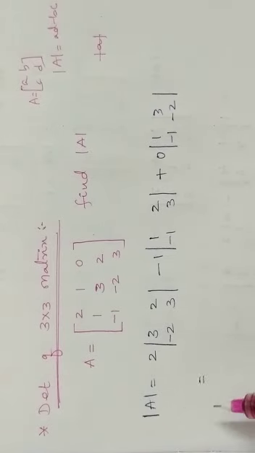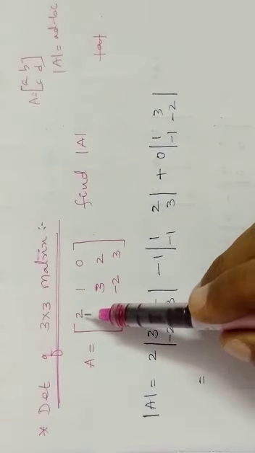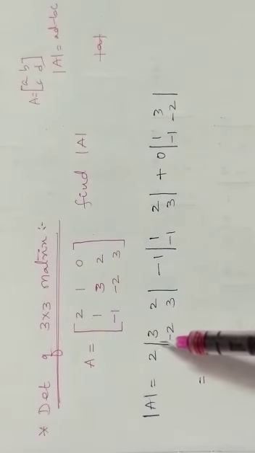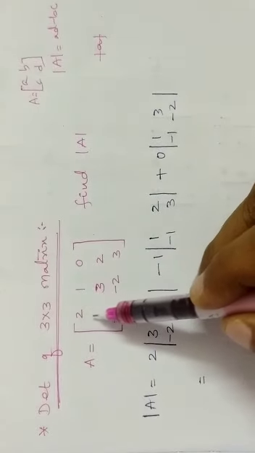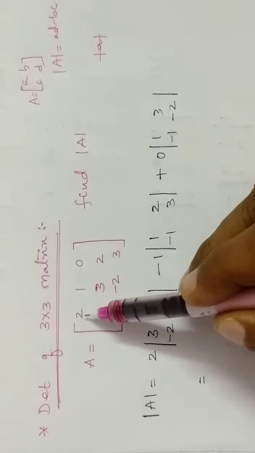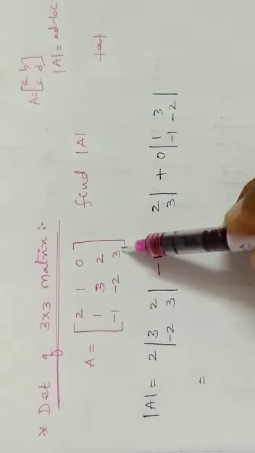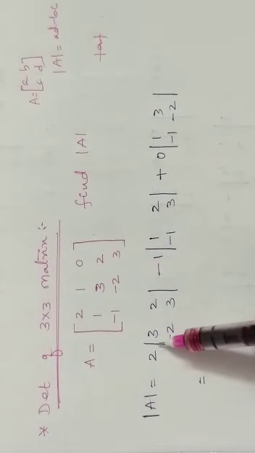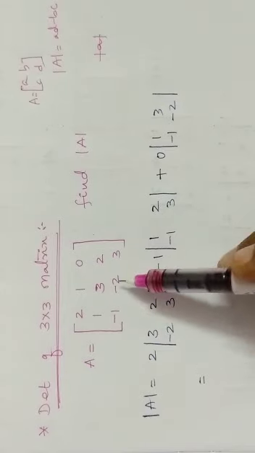Det A equal to 2 into the first element 2, into, remove the row and column of 2. You are left with 4 elements: 3, 2, minus 2, 3. So, the determinant of the 2 by 2 matrix 3, 2, minus 2, 3.